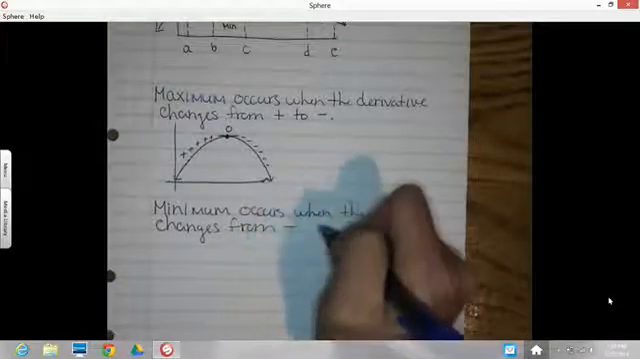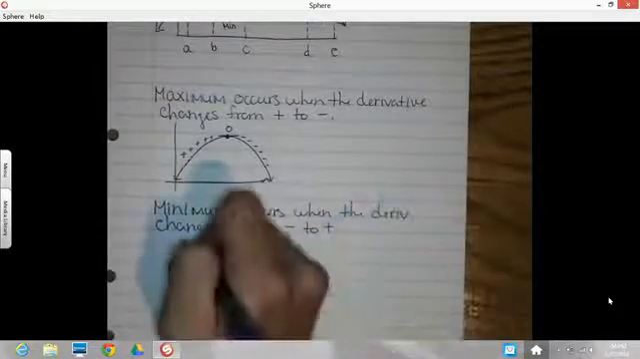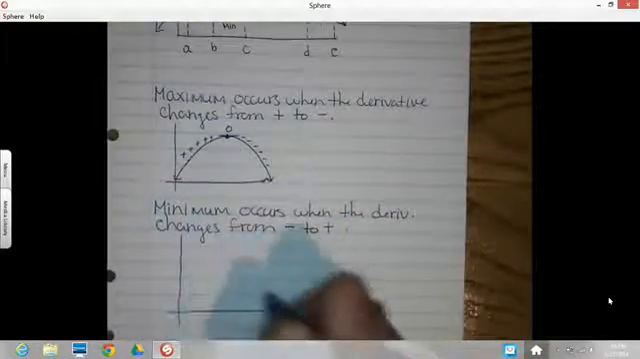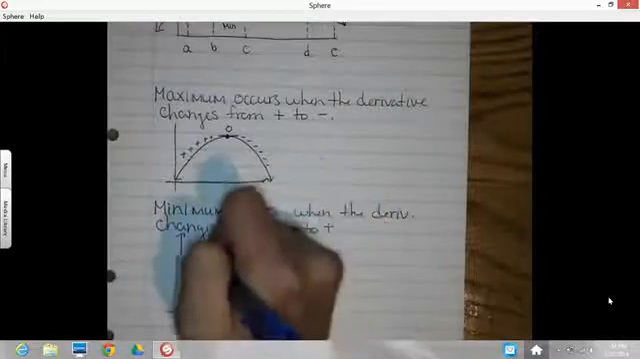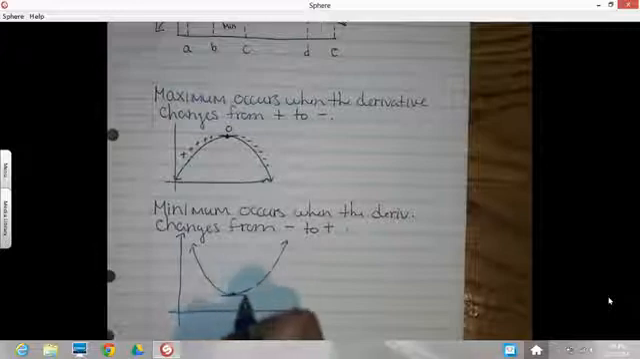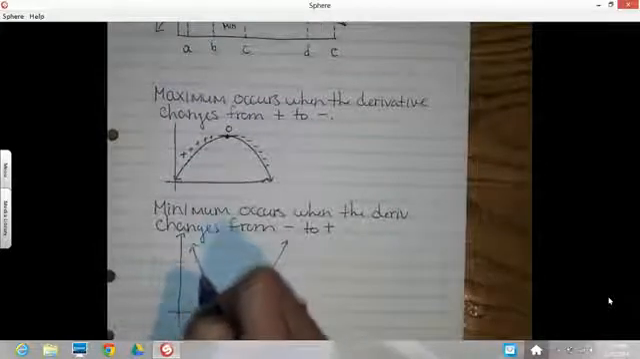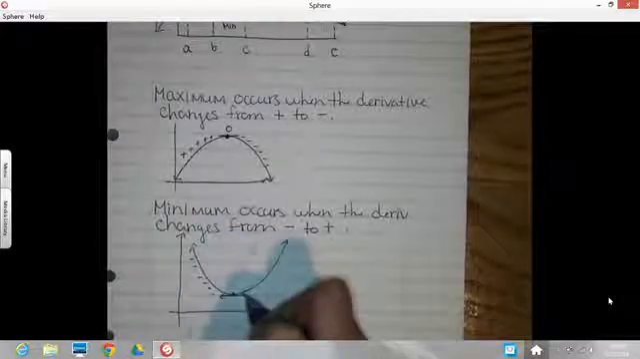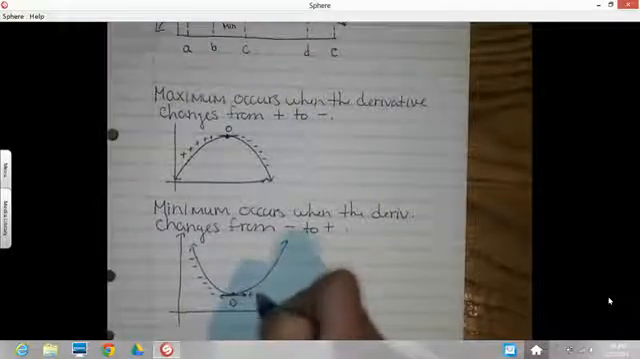And let's take a look. So let me put a minimum in here. Here's my critical point. I know the tangent line, the slope is 0 because it's horizontal. Here, all of my tangent lines are going to be downhill, so they're all going to have a negative slope. After the 0, now my tangent lines are going to be going uphill. They're all switching to positive. So when the derivative goes from negative to positive, you're going to have a minimum.